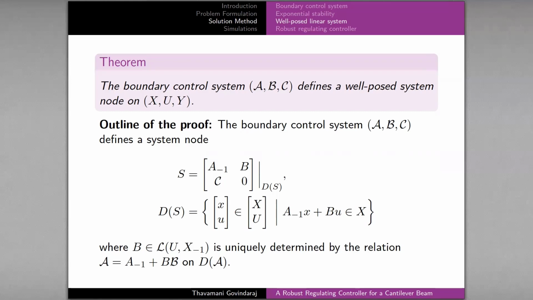The idea is the boundary control system defines a system node and the transfer function of the system node is bounded on the complex right half plane. First, we argue that the boundary control system defines a system node given by this operator with domain given by this set, where the operator B is uniquely determined by the relation given by this relation on the domain of A.